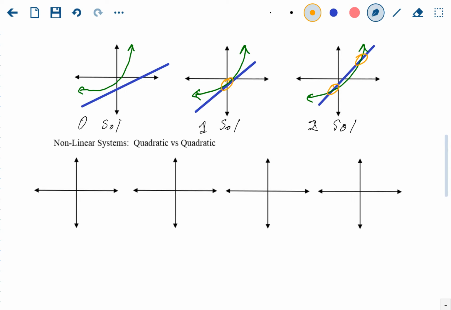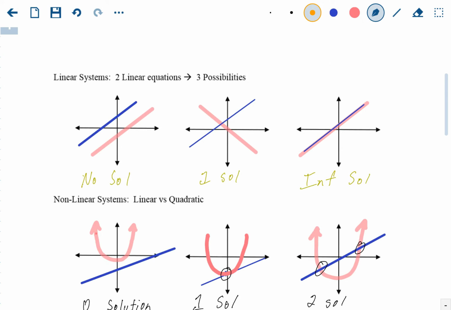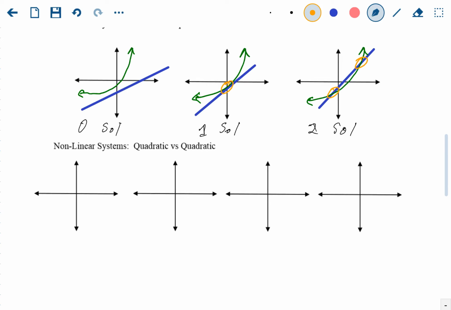All right, and then the last one. The last one is a quadratic versus a quadratic. Okay, so you notice there's four graphs on this one. A quadratic versus a quadratic has four possibilities. Okay, just like the linear versus a linear, they could be the same line. Same thing with a quadratic and a quadratic. You could potentially have the same parabola in both equations. Okay. So our options are going to be 0, 1, two solutions, or infinitely many.